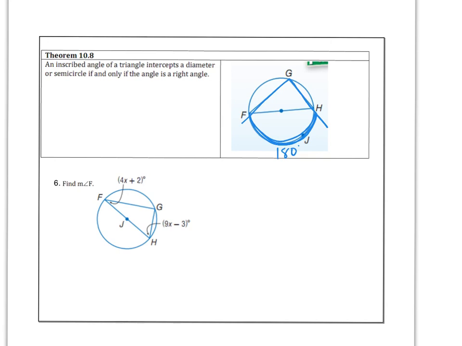However, G is an inscribed angle. G has to be half of 180, and 180 divided by 2 is 90. So if you look at that again, that triangle that you see right here has to be a right triangle. So a couple of things. Number one, segment FH is a diameter. It goes across the circle through the center of the circle. Number two, the measure of angle G ends up being 90 degrees.